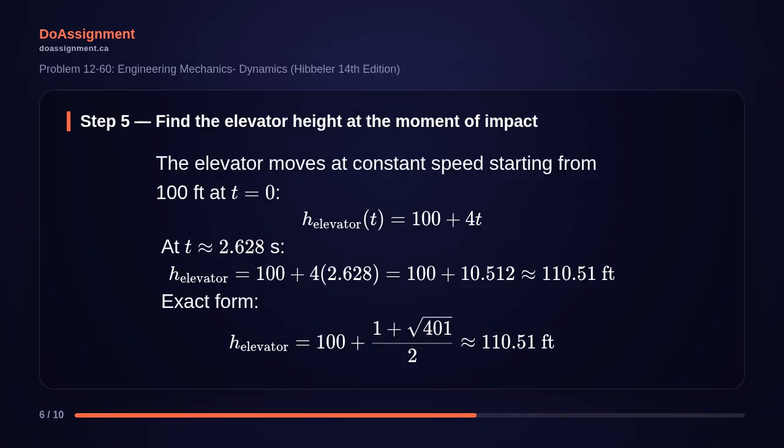The elevator continues moving upward at 4 feet per second. Its height is given by 100 plus 4t. At t equals 2.628 seconds, the elevator height is 100 plus 4 times 2.628, which equals approximately 110.51 feet.